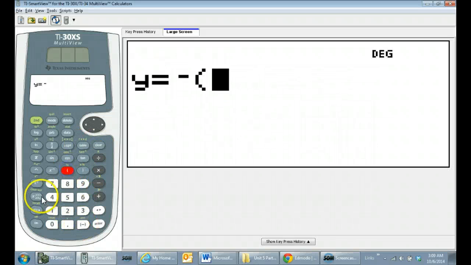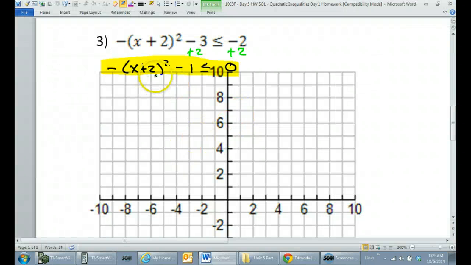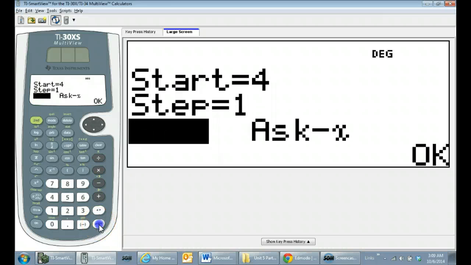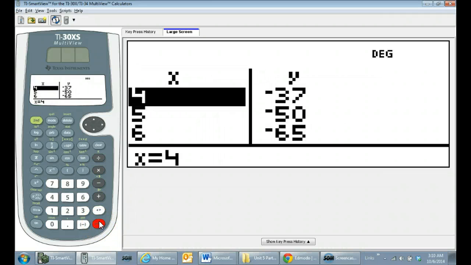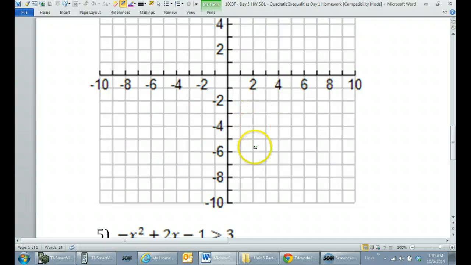Okay, so we have negative (x plus 2) squared minus 1. Right? Yep. Okay, those numbers are very large. Alright, there's one that fits. 1 comma negative 10. So let's graph that. Okay, 1 comma negative 10. That's way down here.